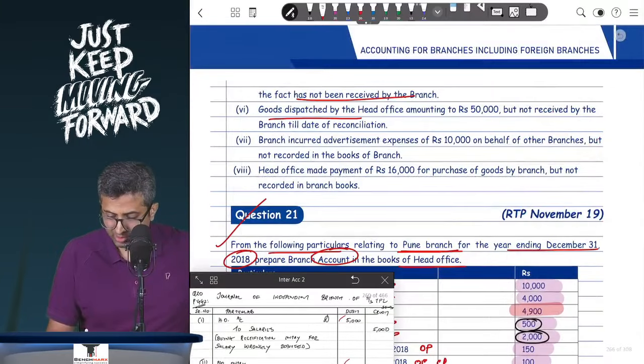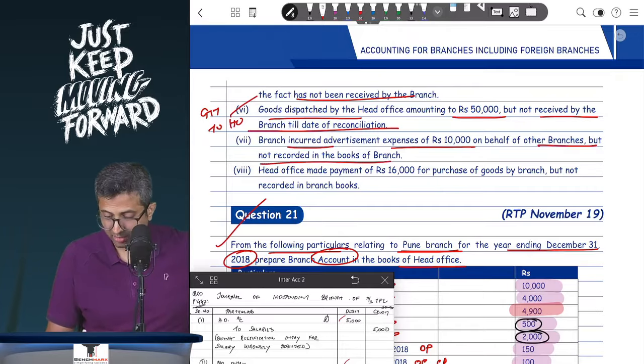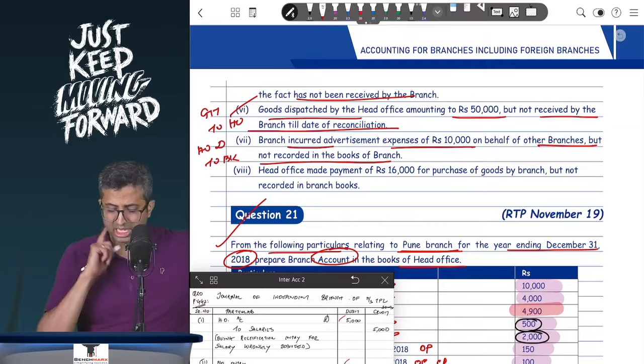Goods dispatched by head office amounting to 50,000 not received by branch till date of reconciliation. Goods in transit to head office. This will be our favorite entry. Branch incurred an expense of 10,000 on behalf of other branches, but not recorded in the books of the branch. So this is paid on behalf of other branches. So HO account debit to bank. This is money that I want to recover. So this is HO to bank 10,000.